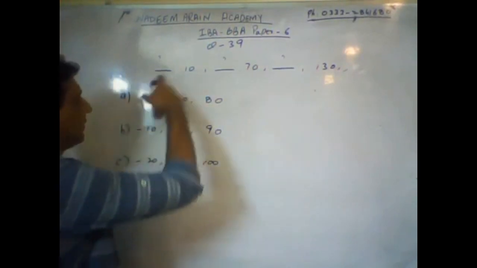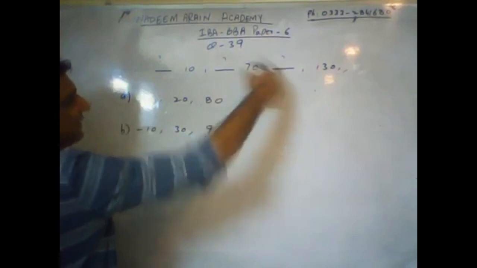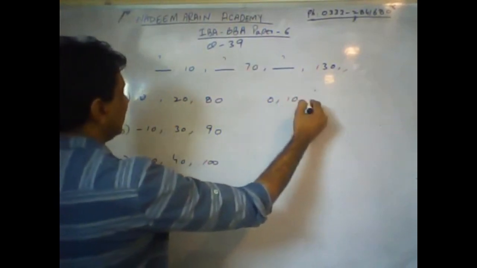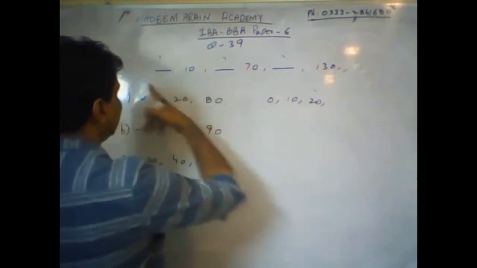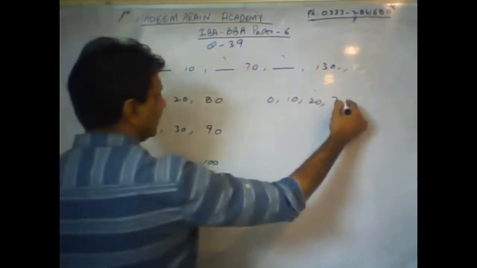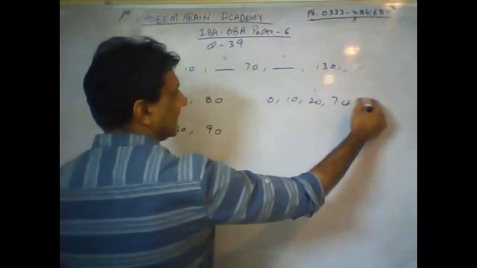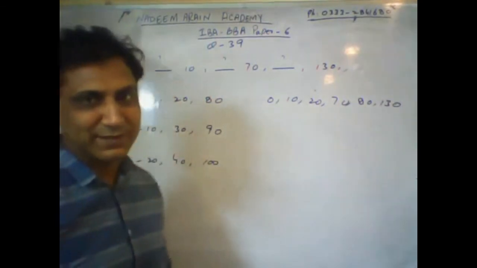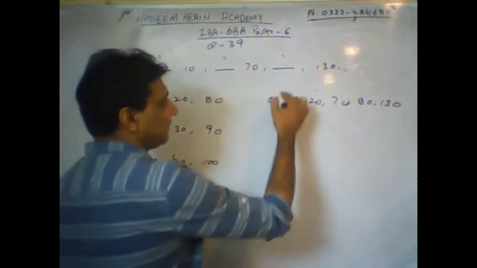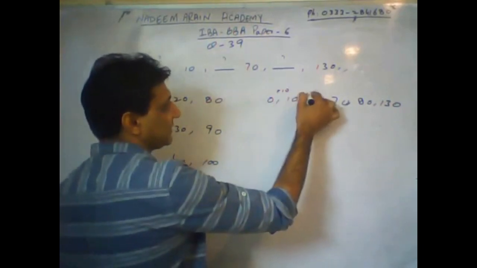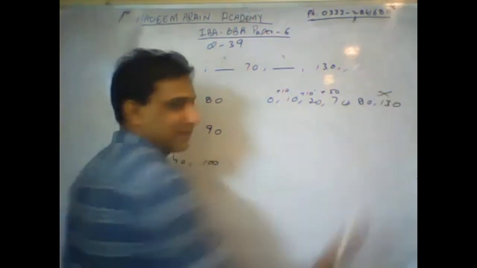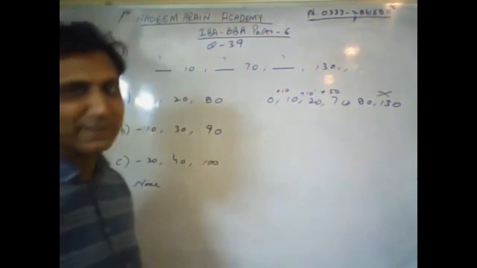If we put 0 here and 20 here and 80 here, what will the sequence be like? 0, 10, 20, 70, 80 and 130. Do you see the difference is not the same? This is an arithmetic progression, so the difference should be the same. Here the difference is positive 10, positive 10, positive 50. So this isn't it. This is not an arithmetic progression.